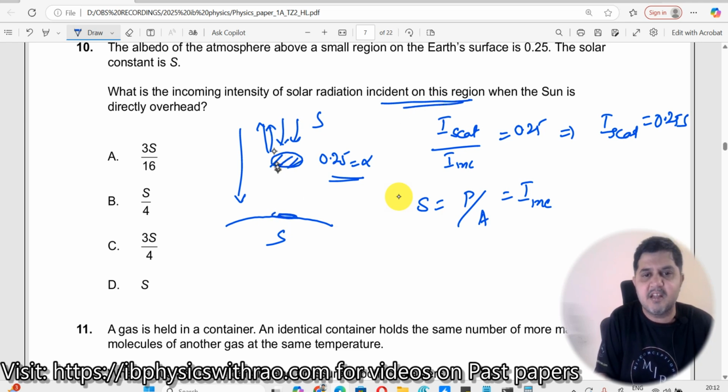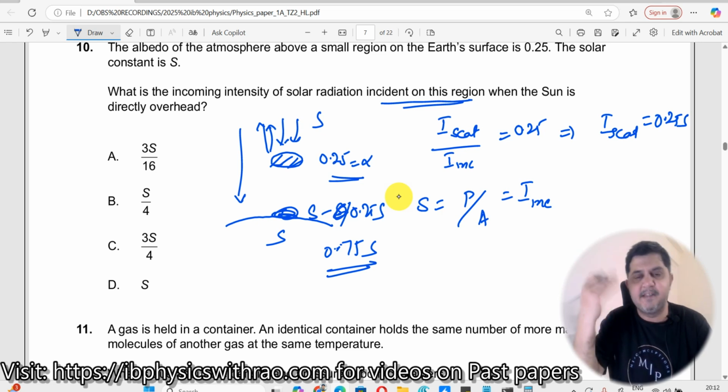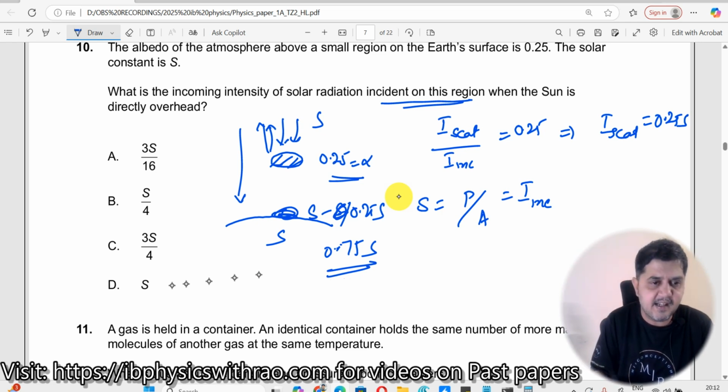This one is now blocking 0.25 S, and what is now present over here? S minus 0.25 S. What is it? 0.75 S. 0.75 S is only coming to the surface, or maybe it is incident onto it. The rest of 0.25 S has been thrown out, right? So what is the correct answer? S by 4.